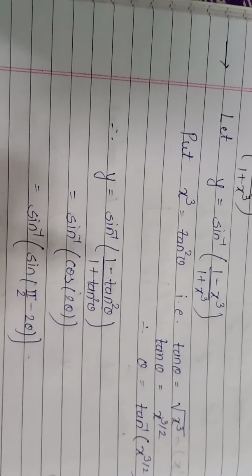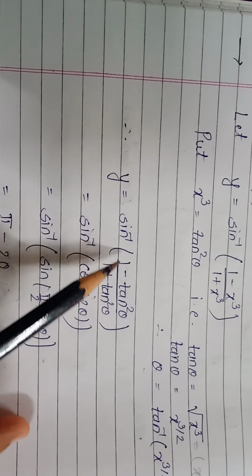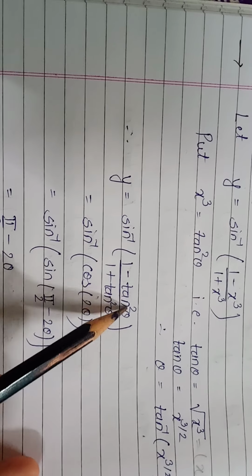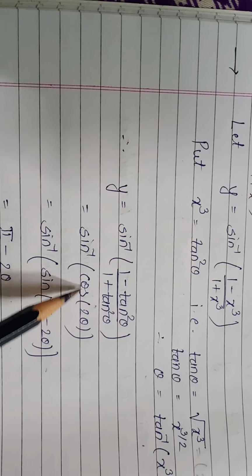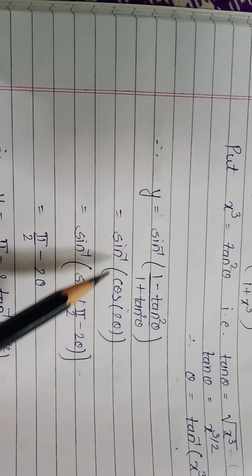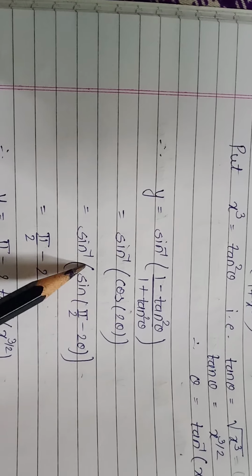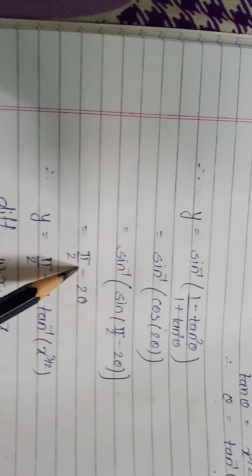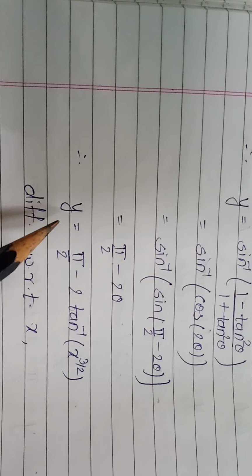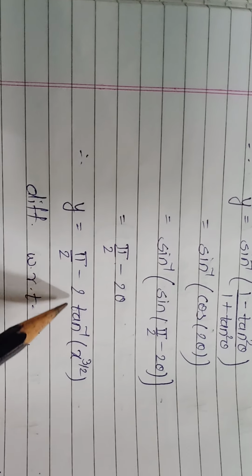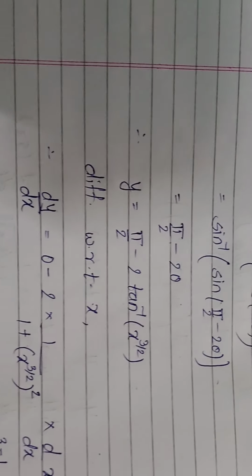Okay, that's it. So now onwards it is very easy, a similar form. So y is equal to sine inverse of (1 minus tan square theta) upon (1 plus tan square theta). So it is the formula of cos 2 theta. As it is sine inverse, convert the angle. It will be sine inverse of sine of pi by 2 minus 2 theta. Now they will get cancelled and y will be pi by 2 minus 2 theta. Now put the value of theta. So y is equal to pi by 2 minus 2 into tan inverse of x raised to 3 by 2. Now differentiate them.